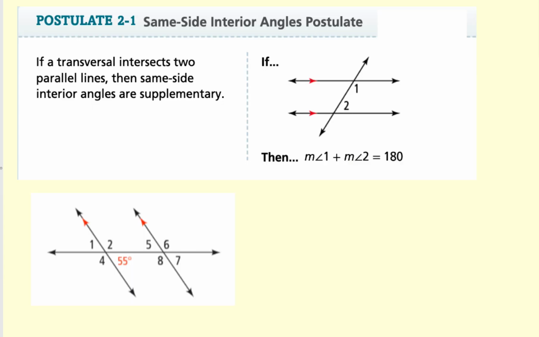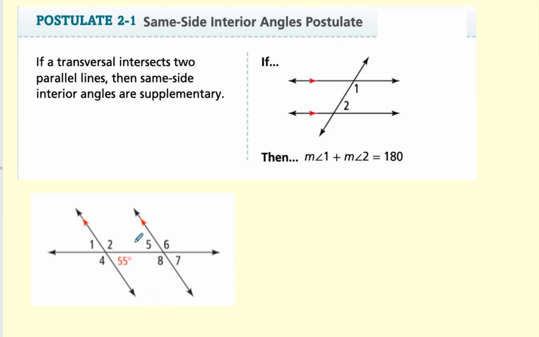Let's take a look at a postulate. It says that if a transversal intersects two parallel lines, then same side interior angles are supplementary. Let's remember that a postulate means we accept this without proof. So 1 and 2 are what we call same side interior angles, and these two angles will add up to 180. Let's look at an example how we can use this.